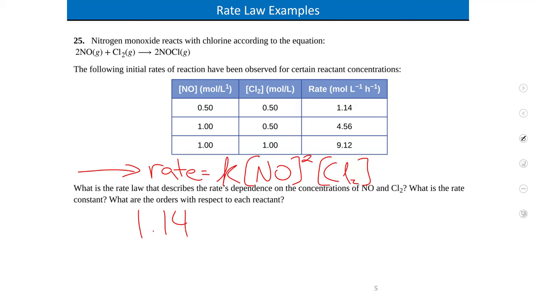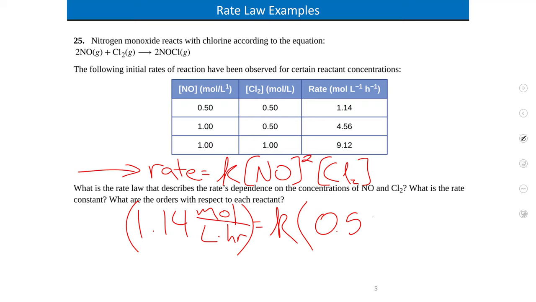And that's molarity, moles per liter per hour. So this is a slow reaction. In fact, we're measuring it in time units of hours, but it doesn't really matter. It's going to be some time unit. And it's almost always going to be in concentrations, moles per liter per hour. And then we've got concentration 0.50 squared and 0.50 to the one. It's all for k.